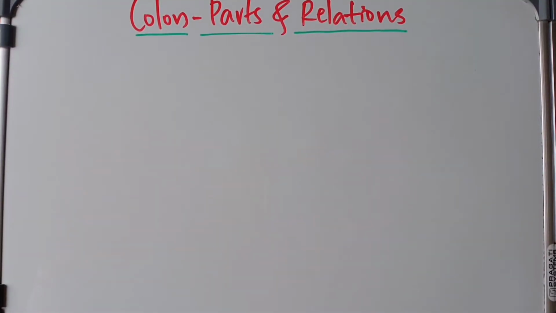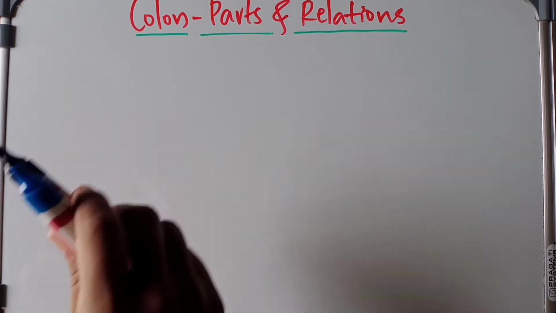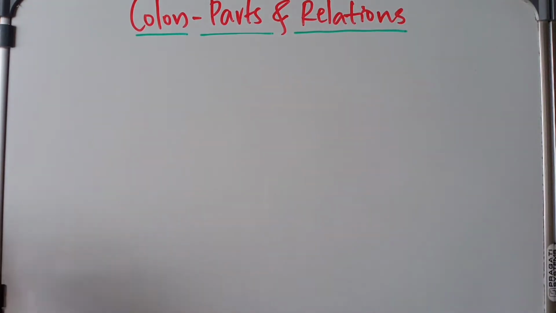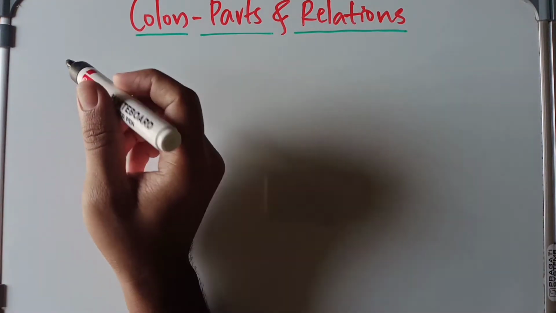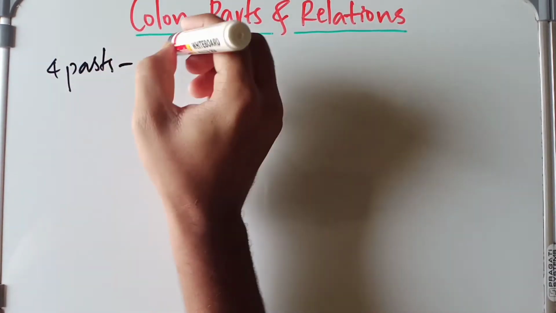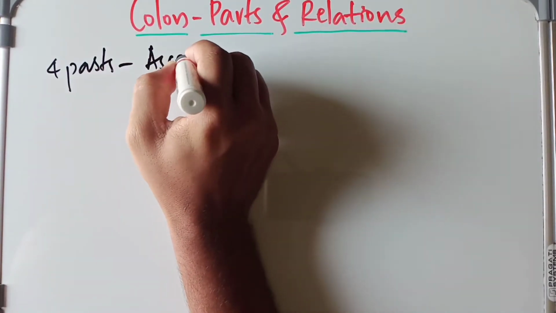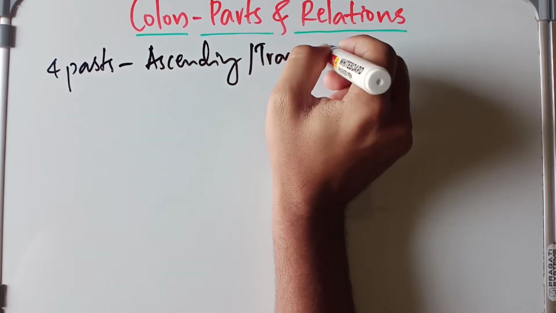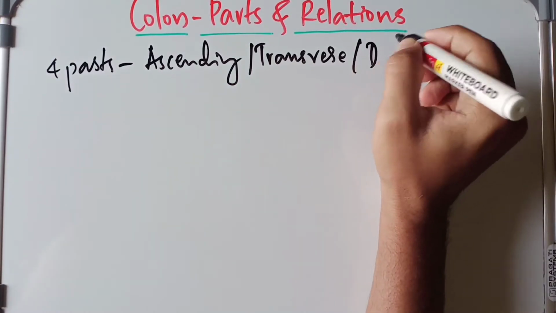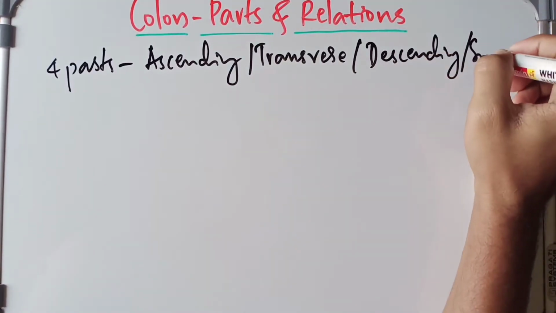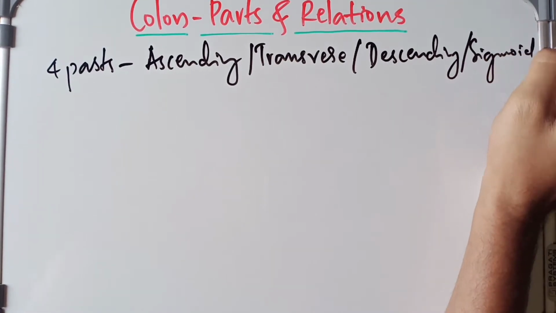So yeah, today we are going to discuss the colon, what are the parts of the colon and also its relations. We will discuss the arterial supply, venous drainage, and lymphatic drainage in another video. So coming to the colon, basically the colon is divided into four parts. We have the ascending colon, the transverse colon, then the descending colon, and finally the sigmoid colon.